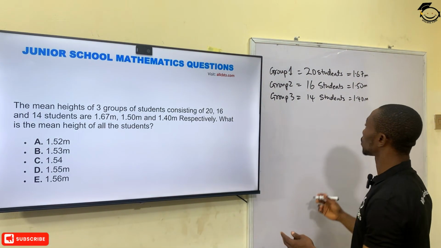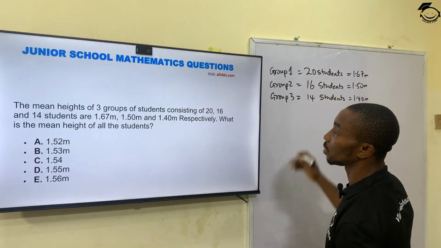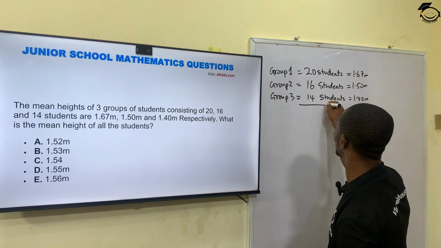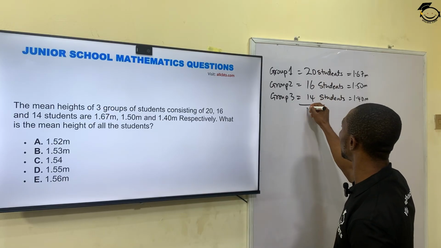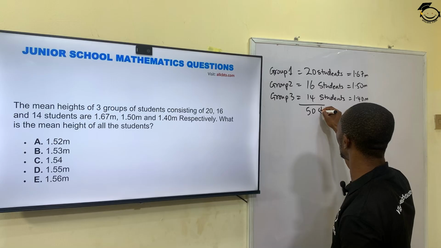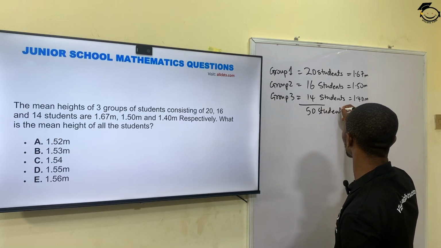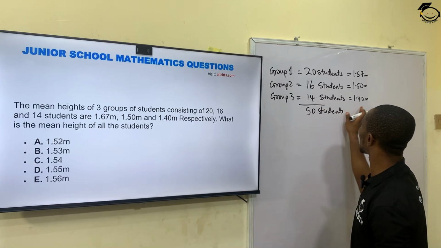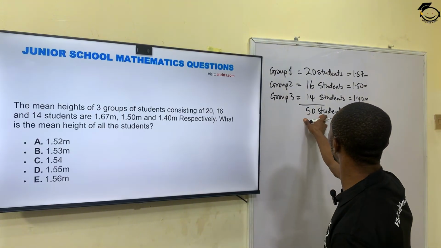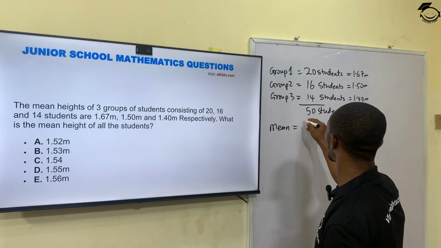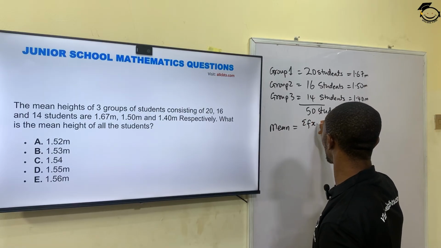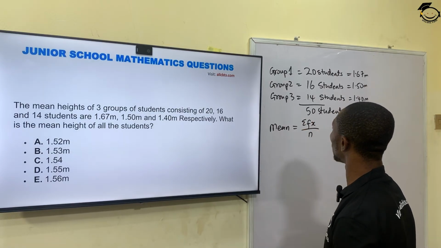Now, they're asking us for the mean height of all those students put together. Our total number of students will be 16 plus 14 will be 30 plus 20. So we have a total of 50 students. Now, for us to calculate the mean height of these 50 students, we know that mean equals summation of fx all over the number of students.